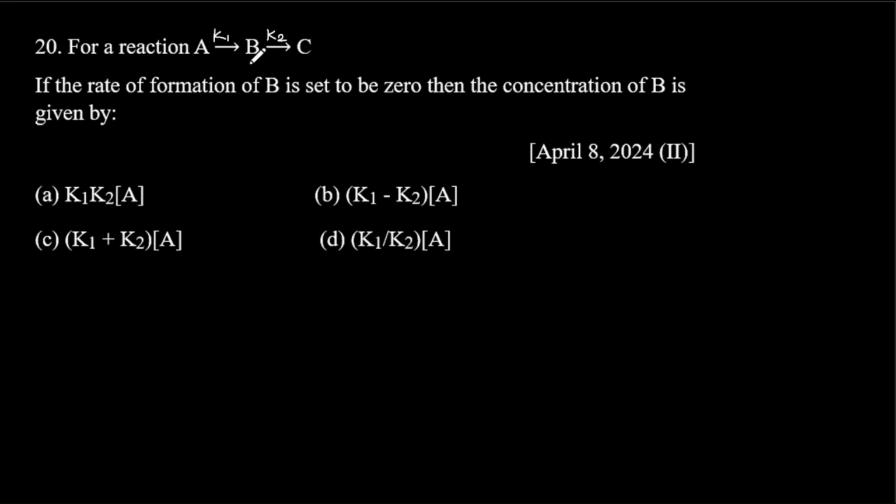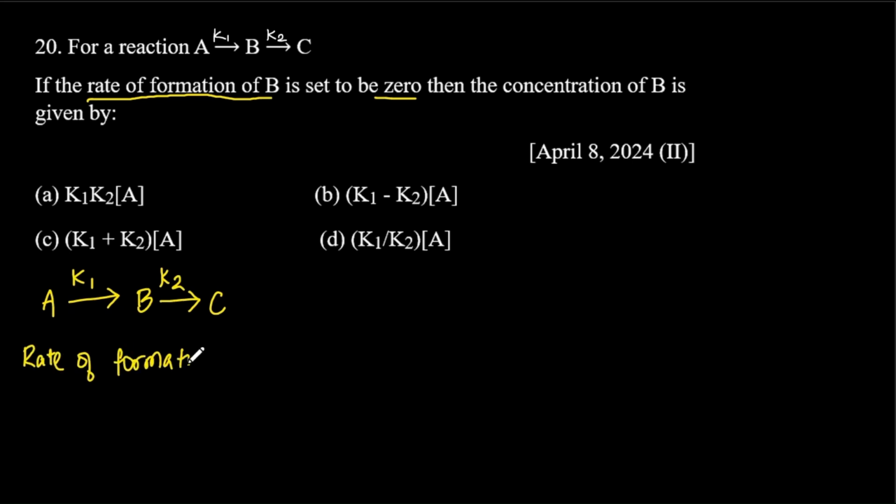For a reaction A gives B gives C, if the rate of formation of B is said to be 0, then the concentration of B is given by. So in this reaction, first the reactant A gives the product B. Then this B decomposes to give C. So in this question itself, two rate constants are also given. So they are telling if the rate of formation of B is said to be 0. So how will you write the rate of formation of B? So first take this equation A gives B, rate of formation of B is equal to, as it is in the product side, so it will be positive only.